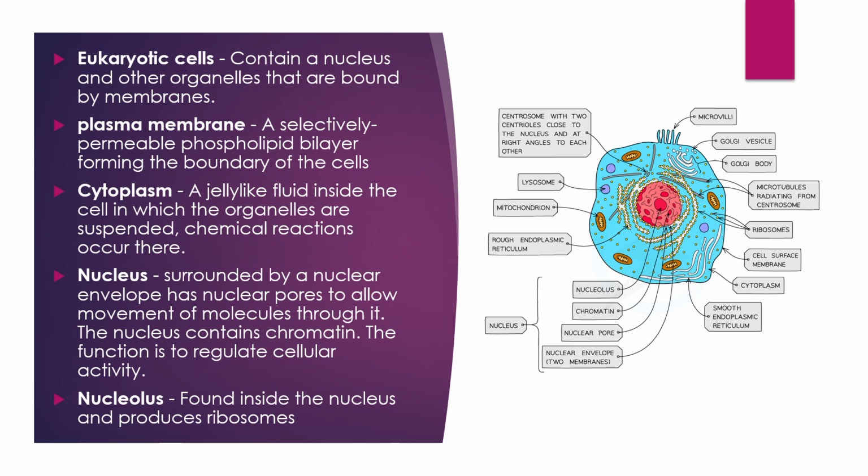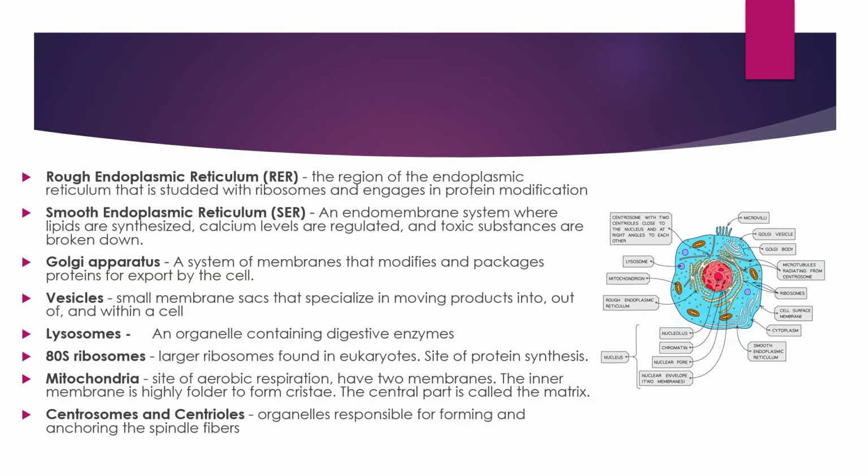The nucleolus is found inside the nucleus and produces ribosomes. Rough endoplasmic reticulum is the region of the endoplasmic reticulum that is studded with ribosomes and engages in protein modification. Smooth endoplasmic reticulum is an endomembrane system where lipids are synthesised and toxic substances are broken down. Golgi apparatus, a system of membranes that modifies and packages protein. Vesicles are small membrane-bound sacs that move products into and out of the cell. Lysosome is an organelle containing digestive enzymes.